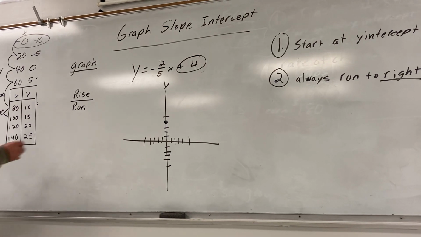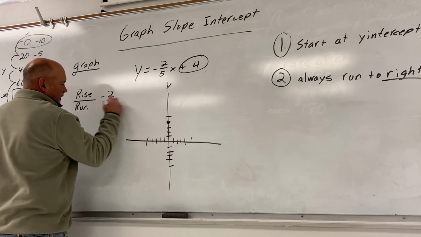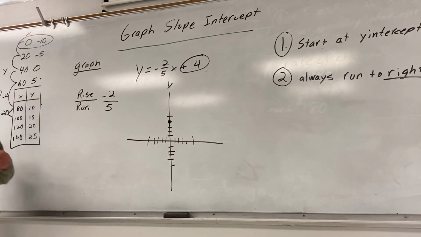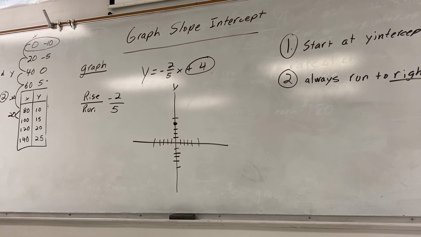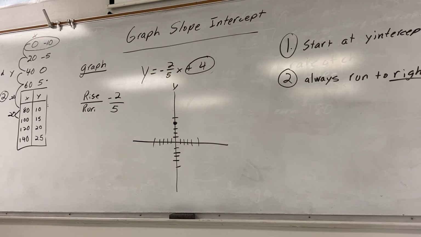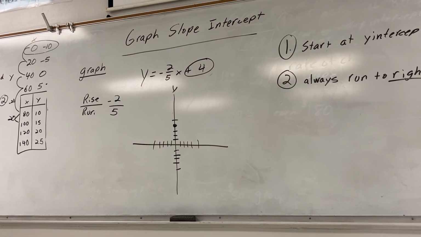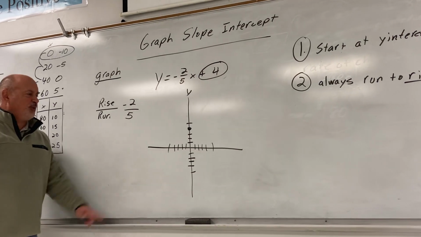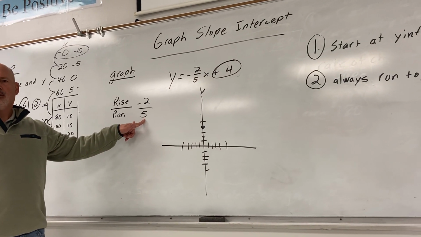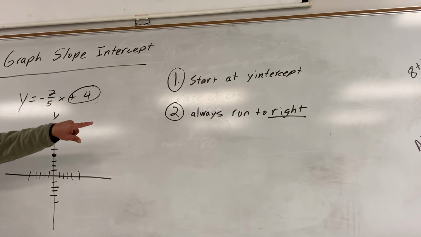-2. Okay, this one's negative 2/5. So we're going to rise -2. What direction do I need to go if I'm going to rise -2? Haley. Yes, we are going to go down 2. And which way do we always run? To the right. What does it say to run to?